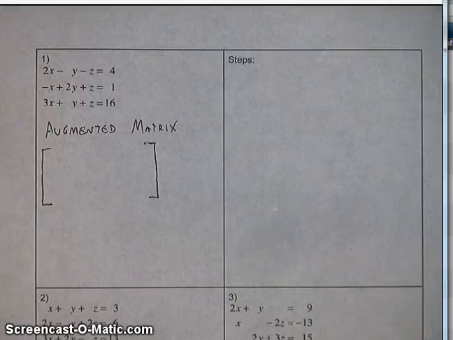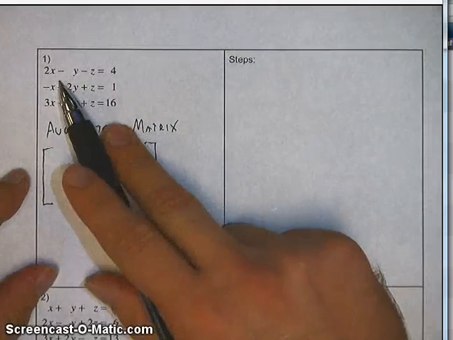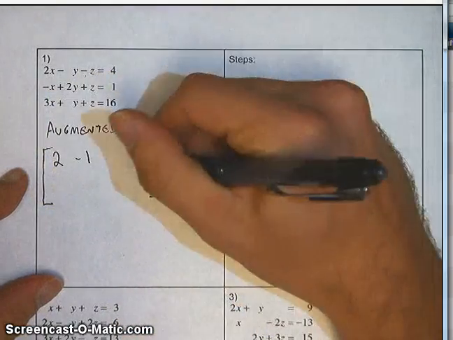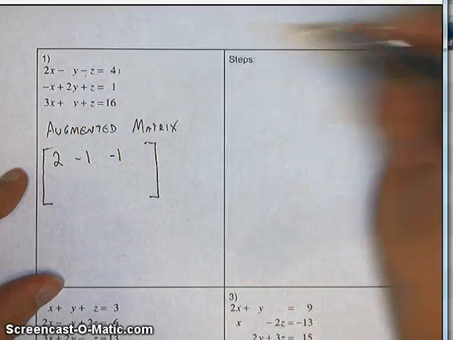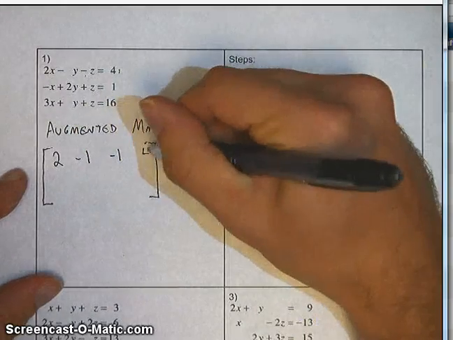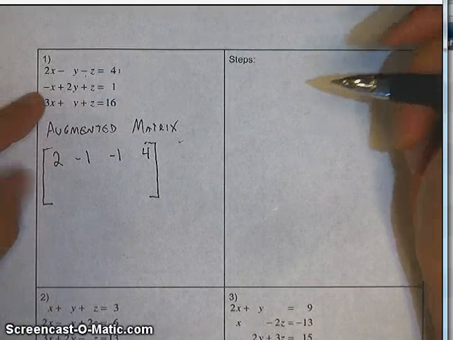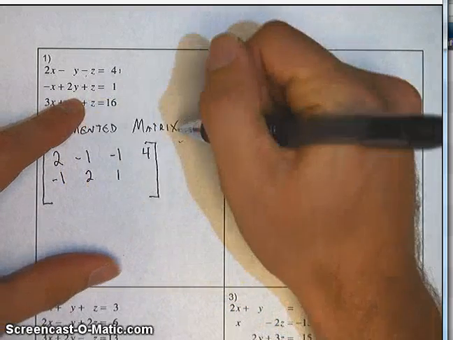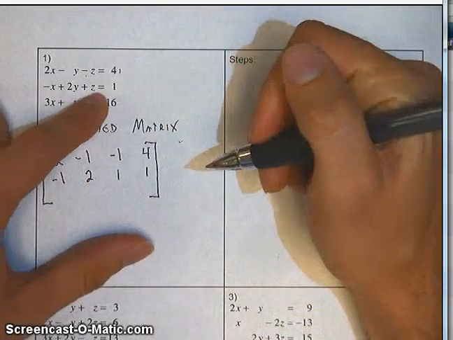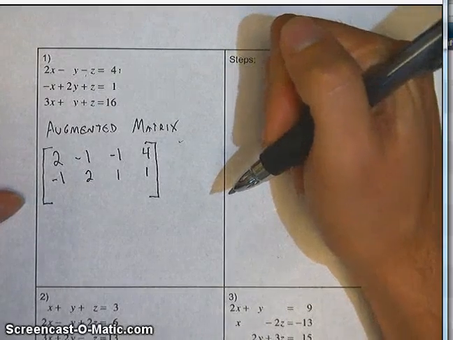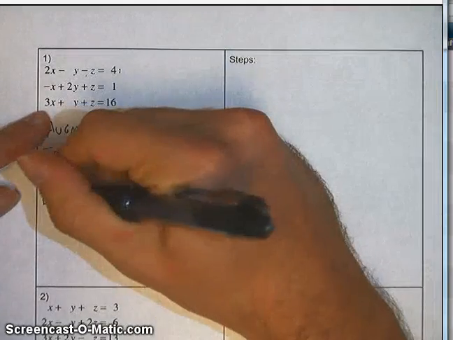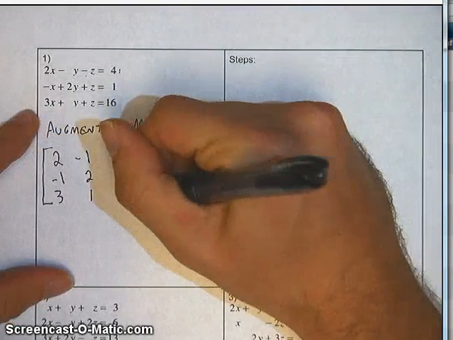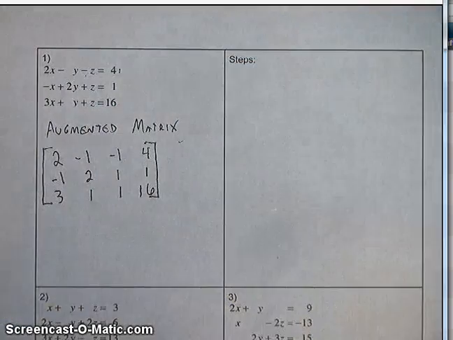It's called a matrix. So the coefficient in front of that x is a 2, in front of the y is a -1, in front of the z is a -1, and then after the equal sign, that constant there, that's a 4. And in front of the x, the coefficient's a -1, a 2 in front of the y, a 1 in front of the z, and a 1 is the constant after the equal sign. Here, in front of the x is a 3, in front of the y is a 1, in front of the z is a 1, and then after the equal sign, that's a 16.